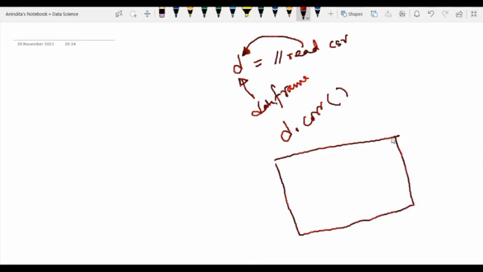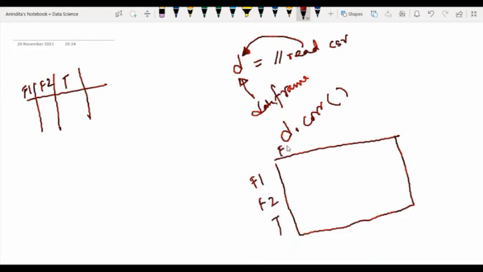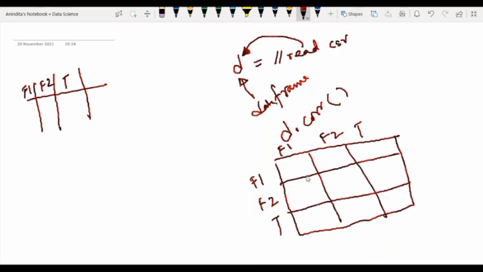Now see what the dimension of the square matrix is. If you have two features and one target, then the matrix will look like F1, F2, T along the rows and F1, F2 and T along the columns. This is how the correlation matrix will look. And if you see the diagonals, you will always get 1, because I am comparing a feature with the same feature, F1 versus F1, so it always gives high correlation. F2 versus F2, target versus target. So don't consider this diagonal part.